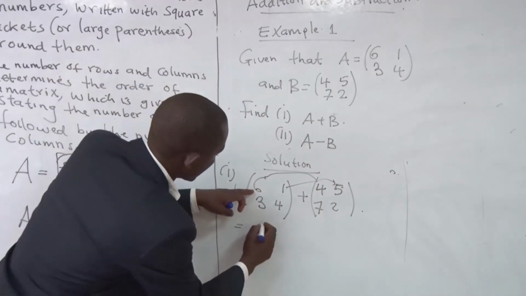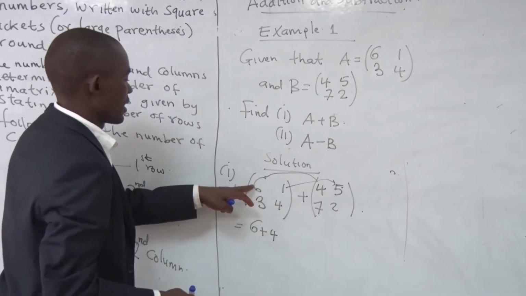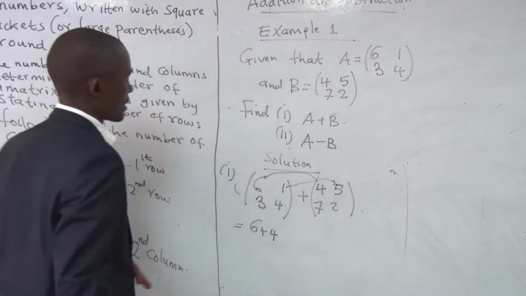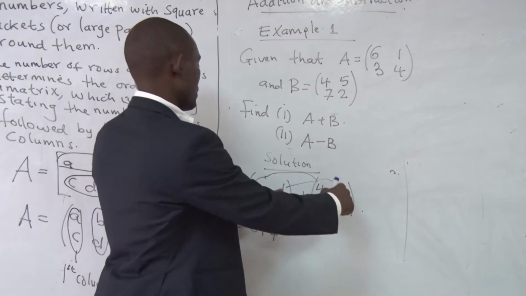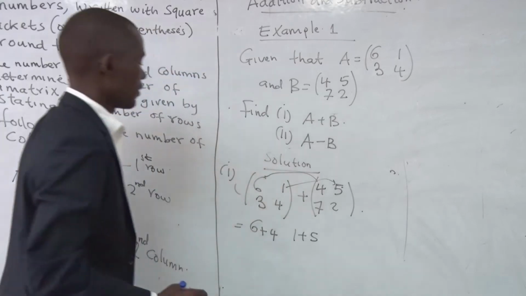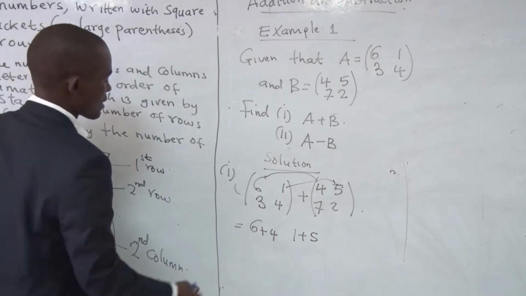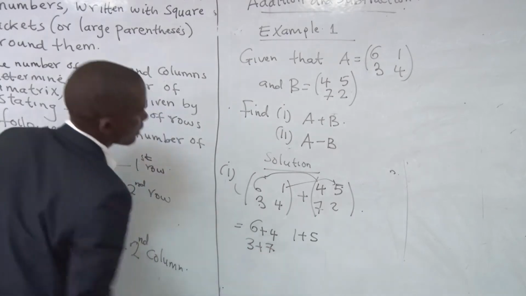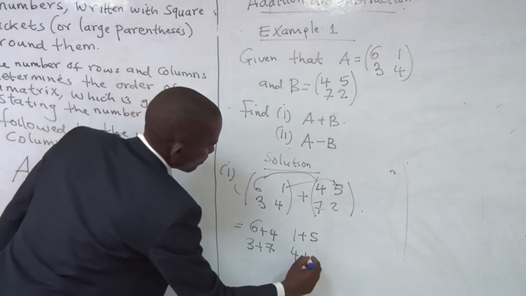So we will be writing 6 plus 4. The one which occupies the first position here, with what is in the first position in the second matrix. So you sum them, then you move to this other one. 1 plus 5. You skip some space. You move to the second row. We are now looking at the second row of the two matrices. So this one plus this. So you will be having 3 plus 7. You skip some space, then you take 4 plus 2.